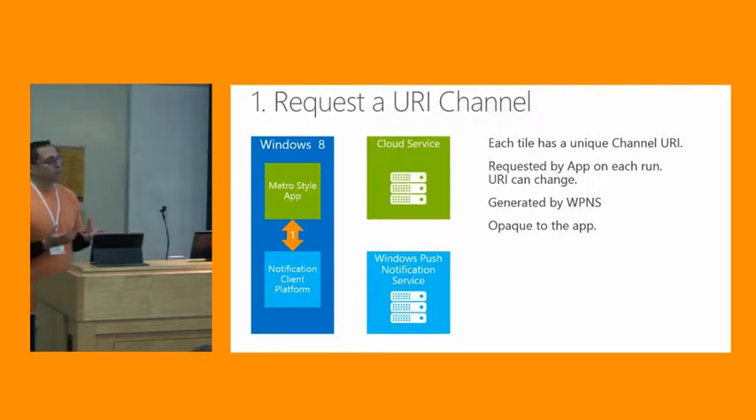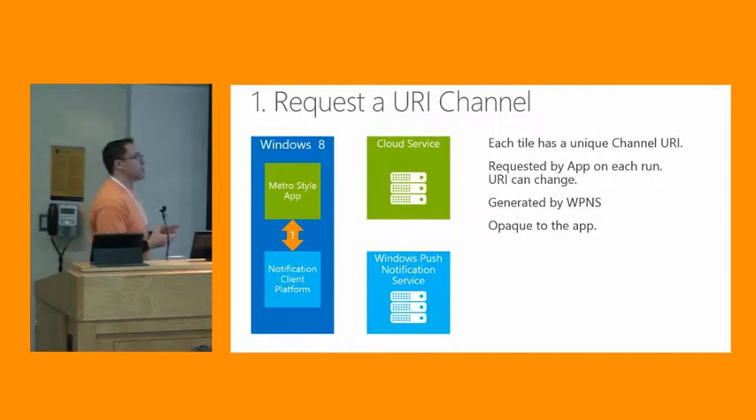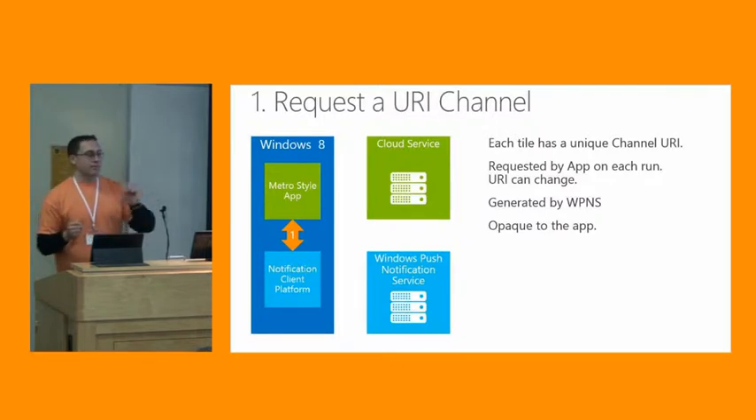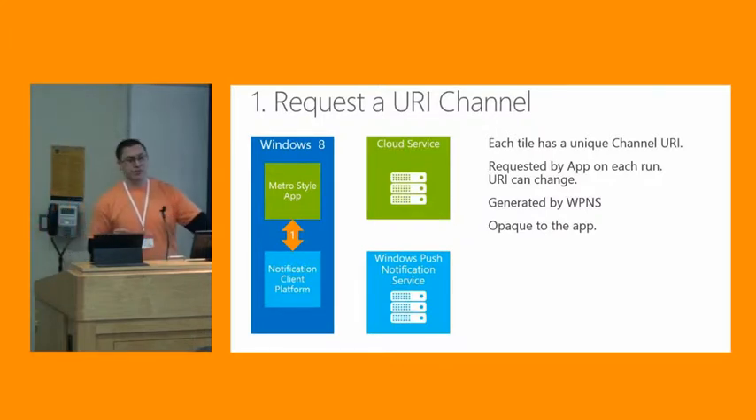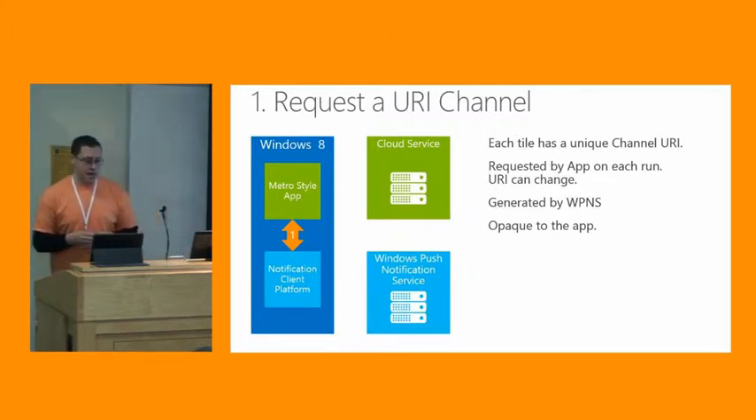And the reason it's best practice to do this each time is the expiry on them is 30 days. So if I haven't run my app in 30 days, that URI expires and it's dead in the water. That's just to save resources. If it hasn't been open for 30 days, why keep doing push updates if I'm not even opening the app? So it's best practice every time a user opens the app to request those URIs.